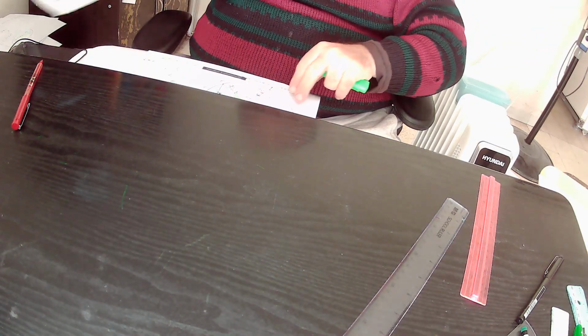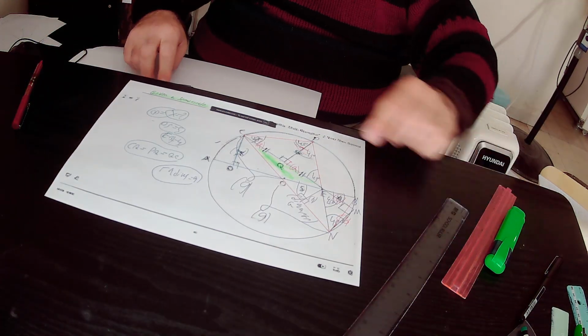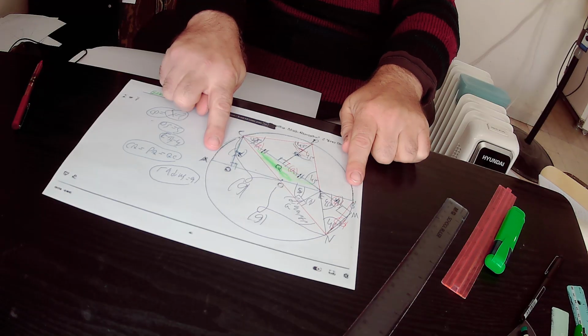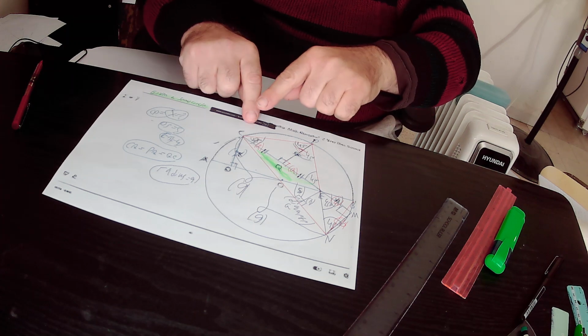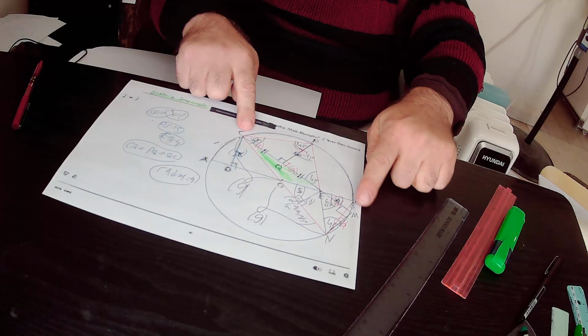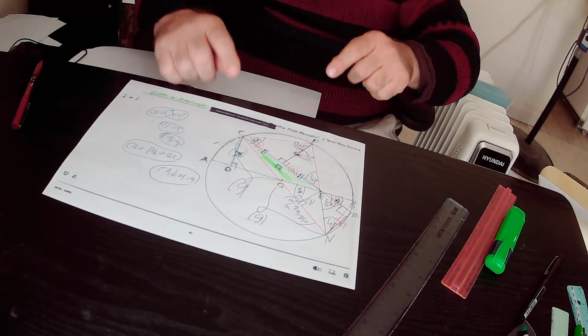Why? Because in our drawing, this is chord AB, the diameter of this circle, which intersects with chord CM at point E. Again, chord AB intersects with chord CM at point E.